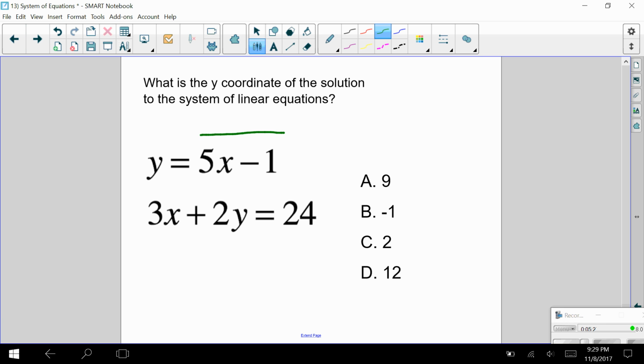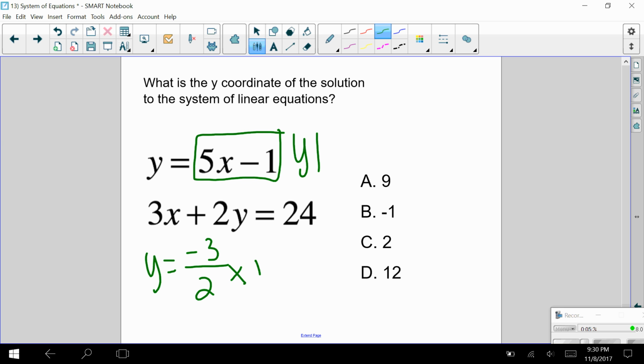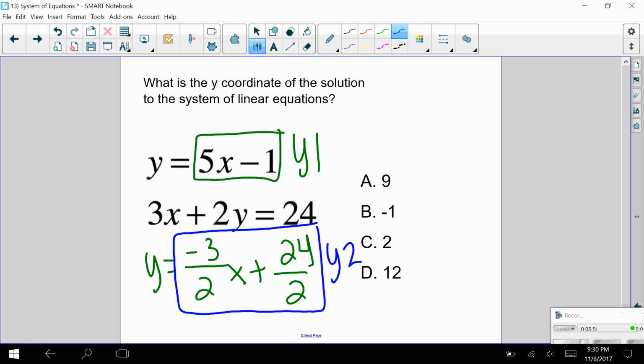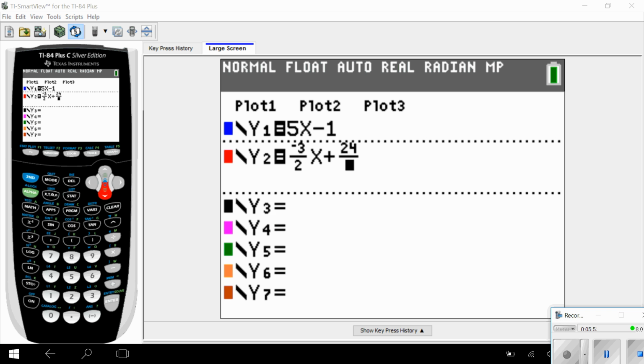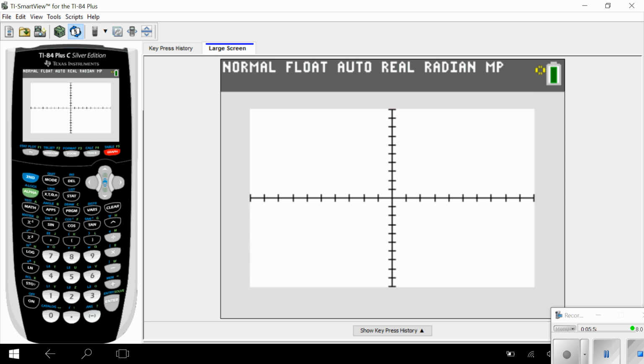Okay, we know the first one's already in y equals form, so this goes in y1. In y2, we're going to do the opposite of A over B, x plus C over B. That goes in y2. Let's plug it into our calculator. Alright, we have it typed into our calculator. We graph it, and we're looking for our intersection. Our first line is in blue. The second line is in red.